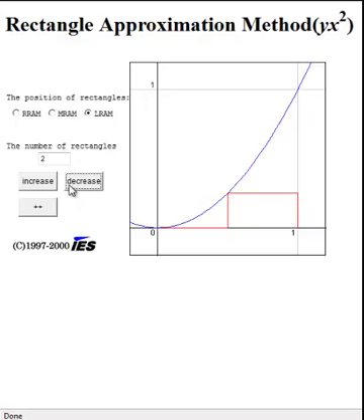Well, we can use the right endpoint of each interval, we can use the left endpoint of each interval, or we could use a midpoint of each interval. There's using the midpoint to calculate the height of the rectangle.